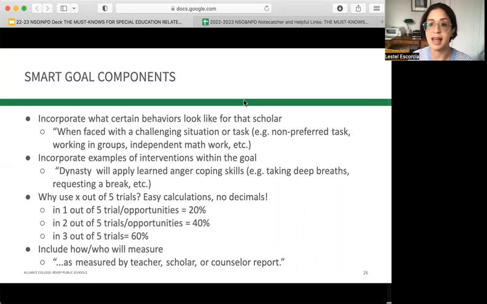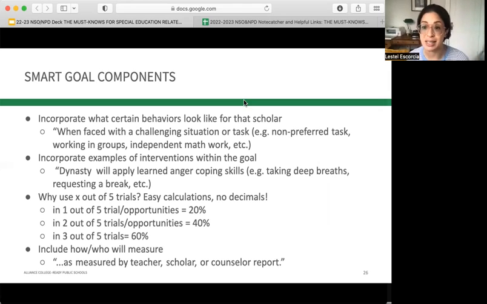And then include X out of 5 trials, or X out of 5 opportunities, or X out of 5 situations. So just make sure that you are keeping it as simple for yourself as possible to be able to calculate the student success in measuring the behaviors that we want to see. The reason I say keep it simple is because sometimes we see with goals that it's like in 3 out of 5 opportunities with 80% accuracy. And it's just really hard to measure when you're essentially stacking a percentage on top of a percentage. So just try to keep it easy for yourself.